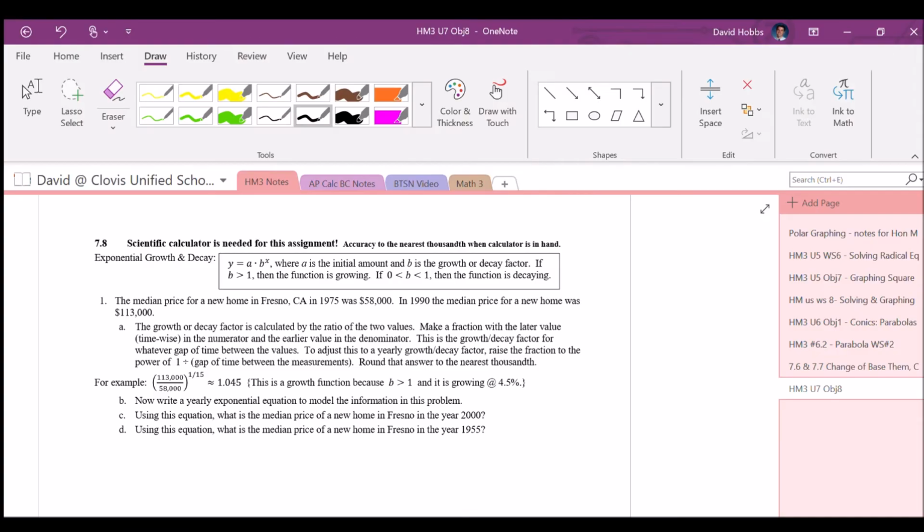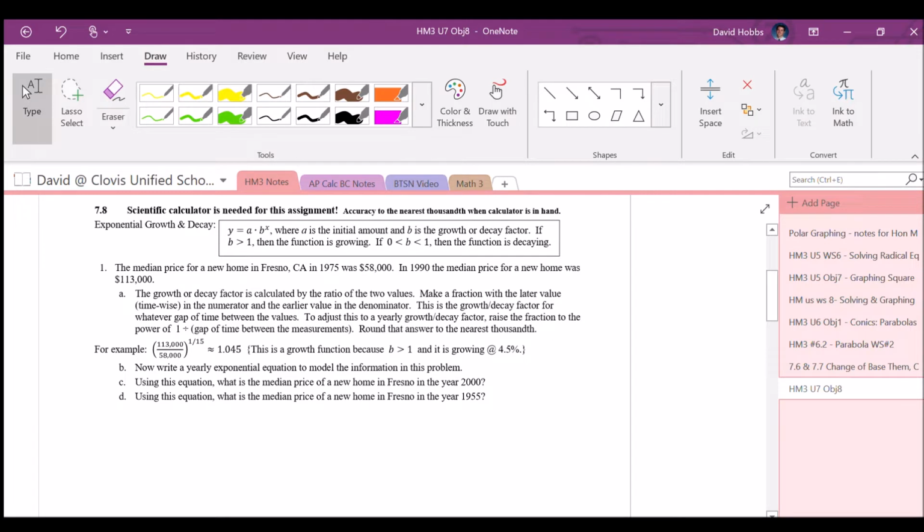Okay, this is Honors Math 3, Unit 7, Objective 8. It's the last objective in the unit. I don't know that there's anything really brand new that we're talking about here, but we are dealing with a lot of word problems, and you do need the scientific calculator. Now we're dealing with exponential growth and decay, and some of the stuff is typed here.